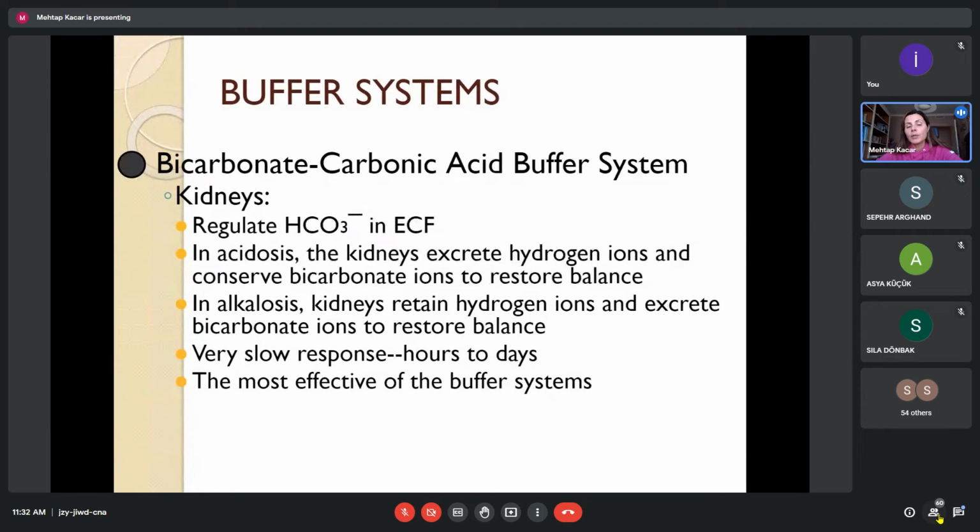Bicarbonate carbonic acid buffer system in kidneys. Kidneys are responsible for regulation of bicarbonate ion in extracellular fluids. In acidosis, kidneys excrete more hydrogen ions and conserve bicarbonate ions to restore balance. In alkalosis, kidneys retain hydrogen ions and excrete bicarbonate ions to restore balance. It's a very slow response, taking hours to days, but the most effective buffer system. It's a very powerful buffer system, but its duration is long.